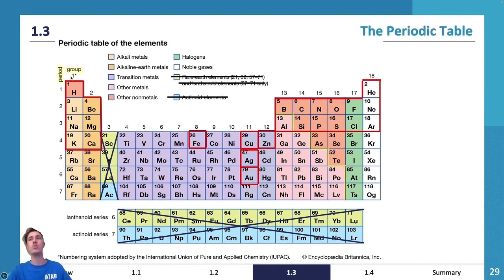Notice how we call things groups and periods. Periods run across. So this is period 1 all the way to here. Period 2 runs here. Period 3 runs here. Now, periods refer to valence electron shells. That's going to sound like a very weird wording. We're going to learn about it soon, so do not worry.